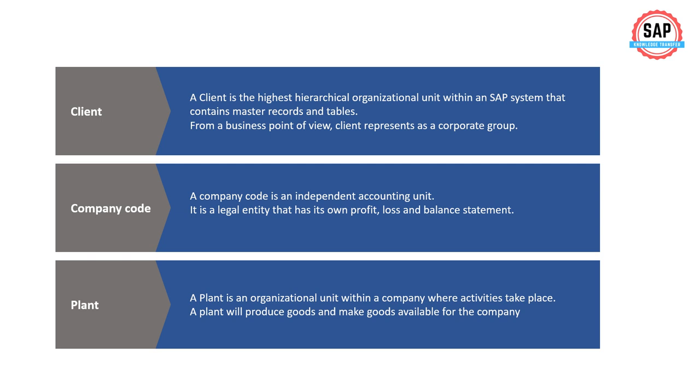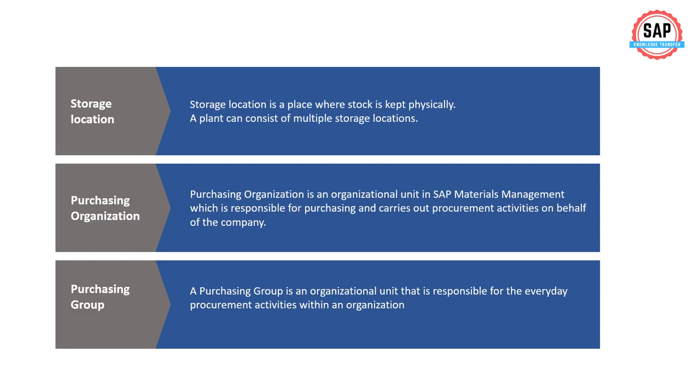What is plant? A plant is an organizational unit within a company where activities take place. A plant produces goods and makes goods available for the company. Storage location is a place where stock is kept physically. A plant can consist of multiple storage locations, meaning we can assign multiple storage locations to a single plant.